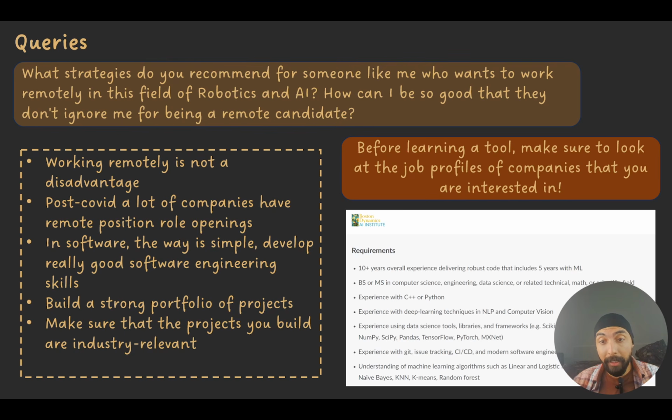Experience with Git, issue tracking, CI/CD, and modern software engineering. I haven't talked about essentially learning Git and Ubuntu as part of this curriculum, but this is something that you can look up in my video titled "Comprehend the Top Robotics Skills in 2023", and there I have talked about all the skills that you need to know as a beginner. You can focus on Python and building a foundation with that, but Git would also be a very important skill, and that is why having a look at the job descriptions and profiles of companies is very handy.